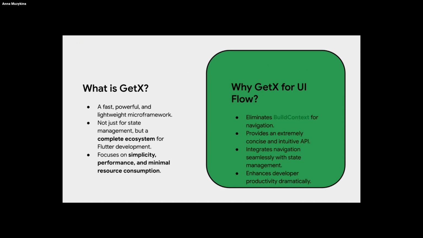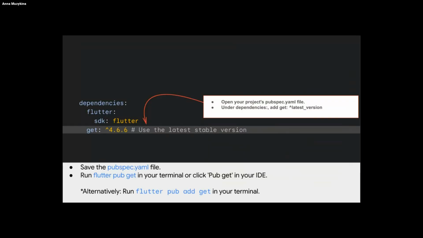GetX provides an extremely concise and intuitive API that drastically reduces boilerplate. Crucially, it integrates navigation seamlessly with state management, solving many of those data flow headaches. Ultimately, it significantly enhances developer productivity, allowing us, developers, to spend less time fighting with navigation logic and more time building amazing features. So, how to start?